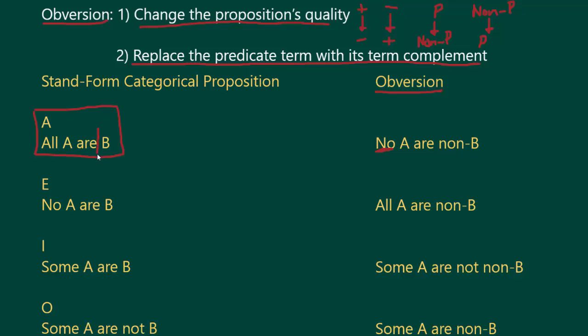And then since B is our predicate term, we need to make sure that we get its term complement, which is non-B. So we end up with no A are non-B as the result of performing obversion on an A statement, all A are B. So then for our E statement, again, we have a universal proposition, but this time it's negative. So we need to make sure to keep it a universal proposition, since that's not one of the things that we're changing. But we do need to make sure that we have the affirmative version of a universal statement, which is all, as opposed to no. Again, our predicate term is B, so the term complement of B is non-B.